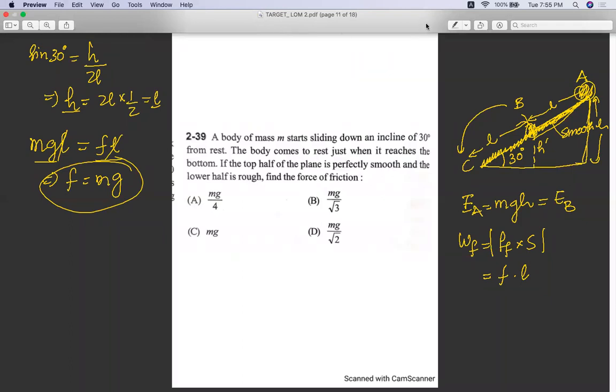You cannot use that mu mg cos theta because the mu value is not given. So you cannot use that.